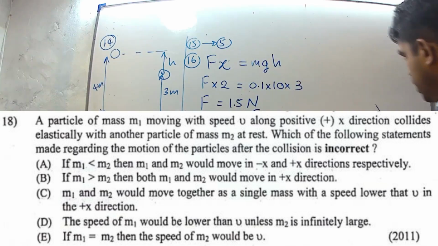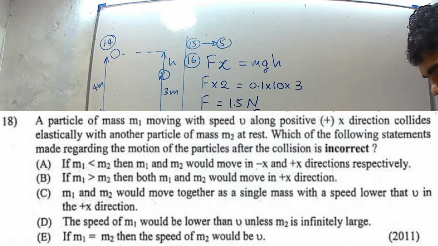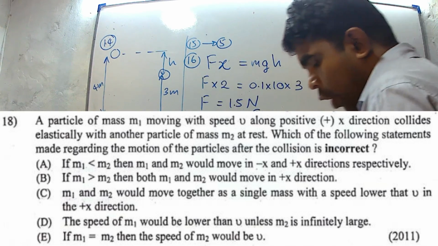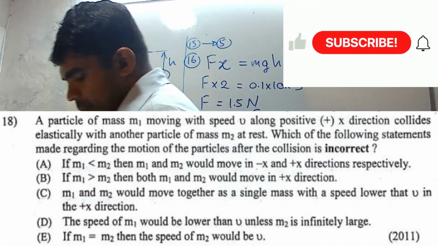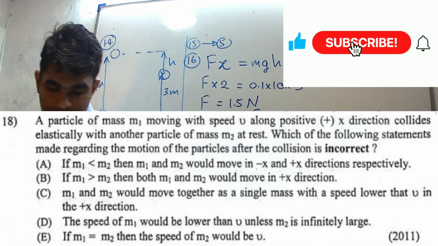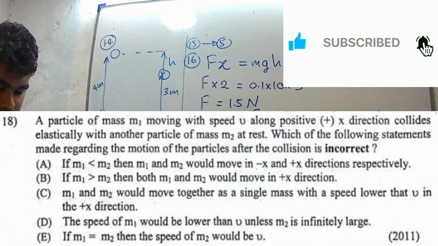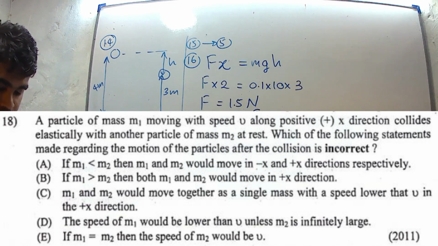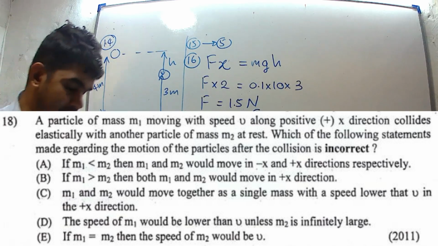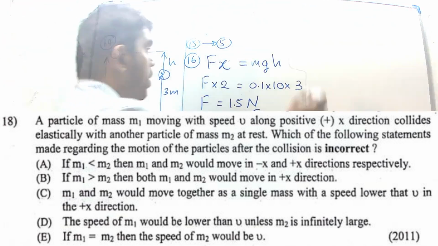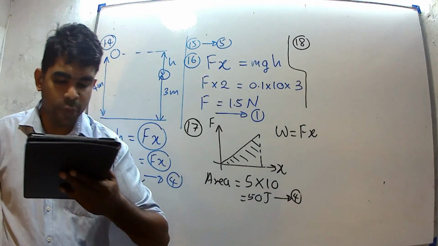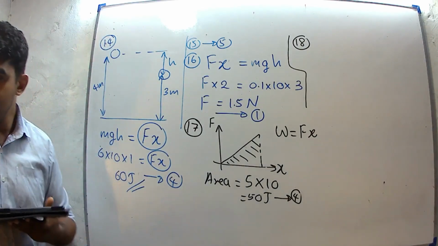Question number 18. A particle of mass m1 moving with speed u along the positive x direction collides elastically with another particle of mass m2 at rest. Which of the following statements made regarding the motion of the particles after the collision is incorrect? We have to find the incorrect statement. The options should be 1, 2, 3, 4, 5, not A, B, C, D, E.